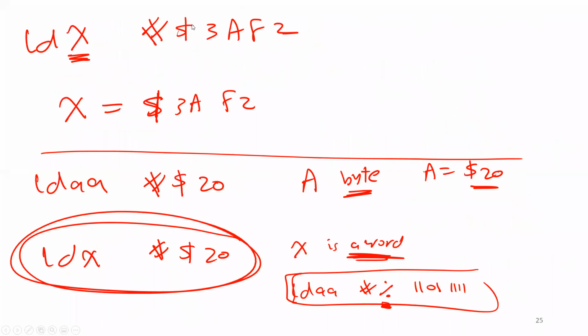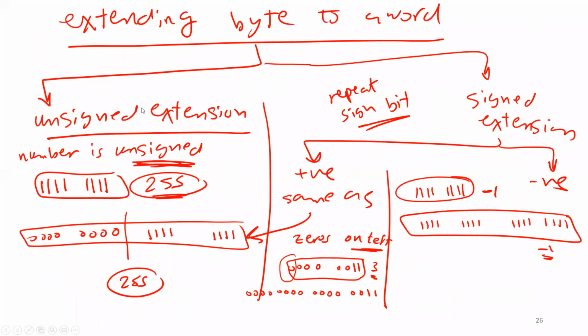Something like that. I just want to make sure you understand. This one means it's an immediate value. This immediate value has to go to X, right?